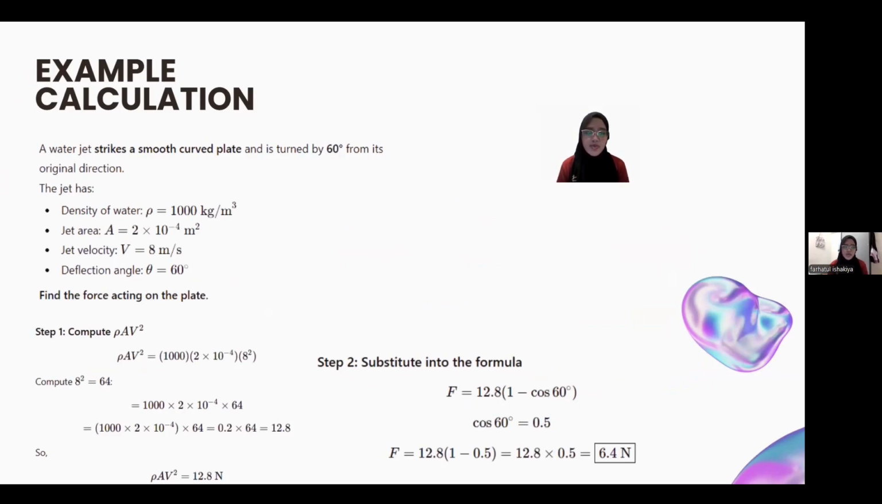So step 1, compute rho A V square, which is 1000 times 2 times 10 power of negative 4 and 8 square. So we will get 12.8. Step 2, substitute into the formula. So F equal to 12.8 times 1 minus cos 60, and we will get 6.4 Newton.